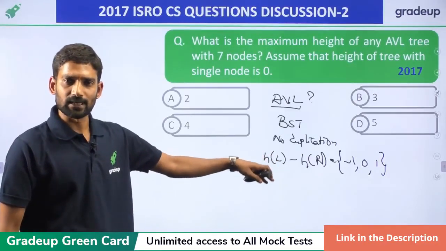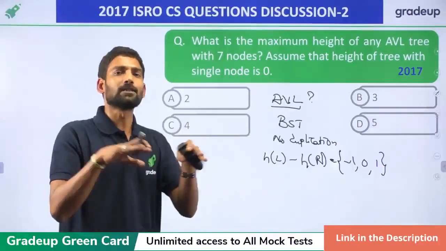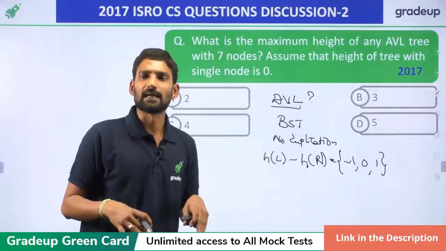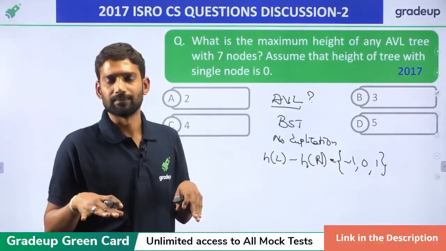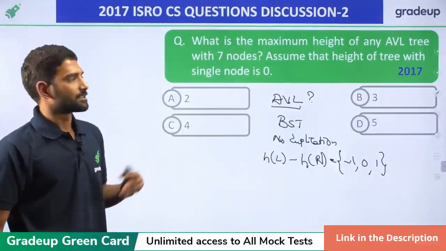Yes, Sandhya, as you said, you are correct. AVL tree is also called a height balanced tree. Exactly, height balanced tree.